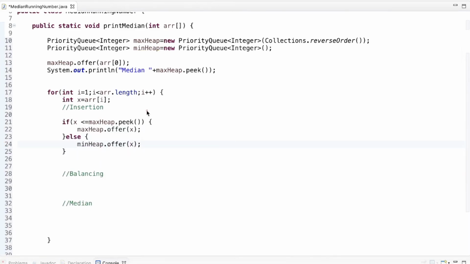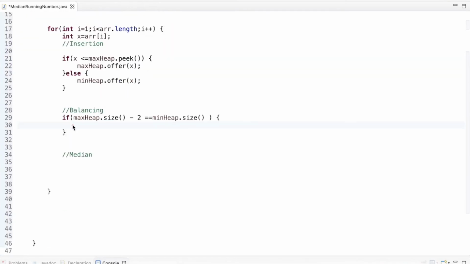I think it is clear to you how we are determining the position of a particular x value within our heap. Now we have to check whether, after the insertion of an element, our two heaps get unbalanced or not. There is a particular way by which the two heaps can get unbalanced. If the size of the max heap is greater than that of the min heap by 2, then we will consider it unbalanced, and vice versa. So over here we will check whether the size of the max heap is greater than the size of the min heap by 2 or not.